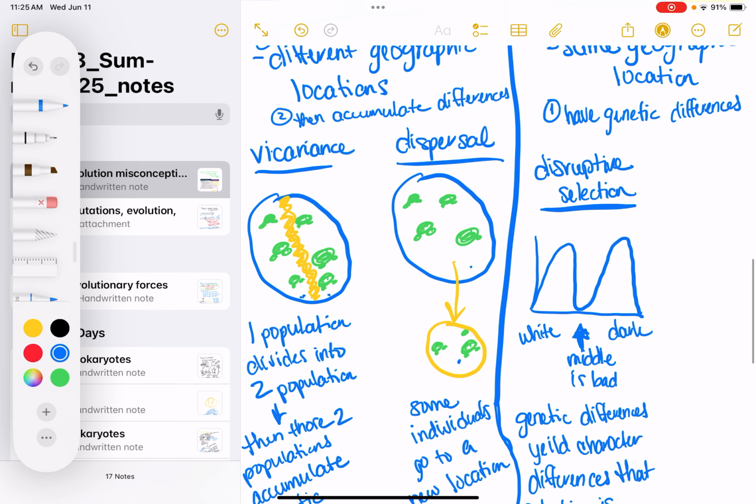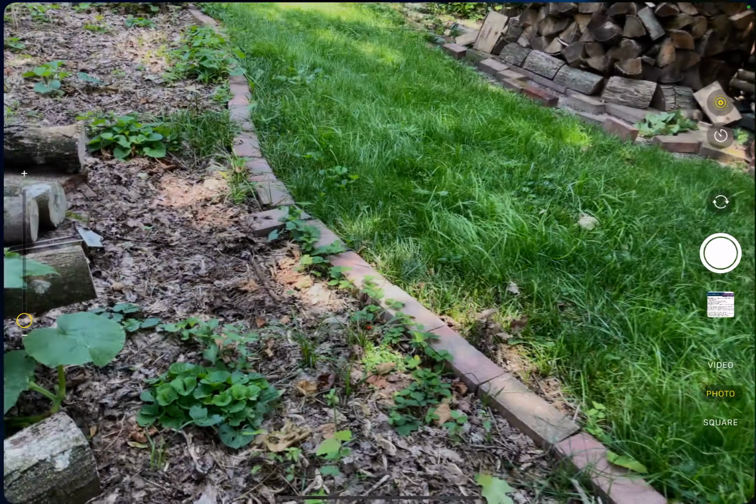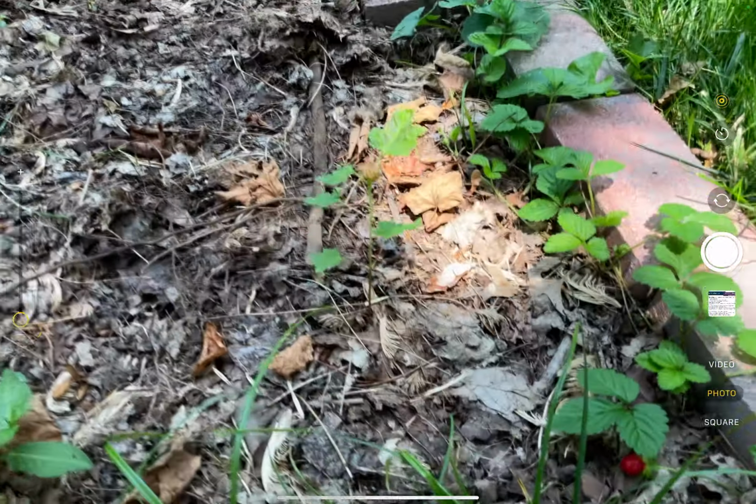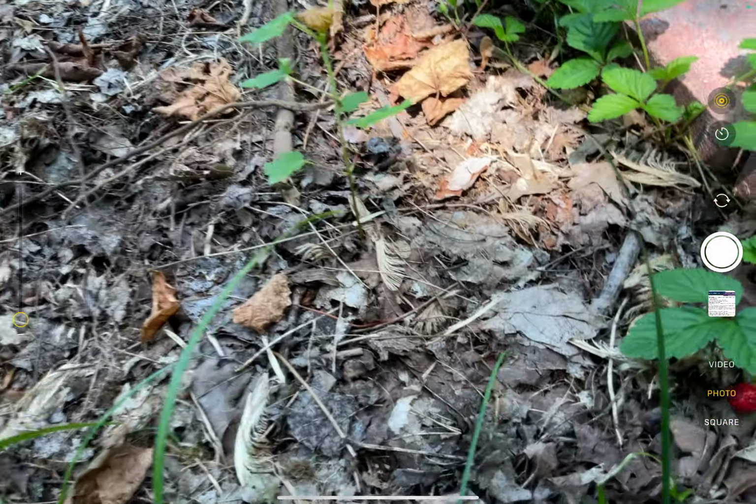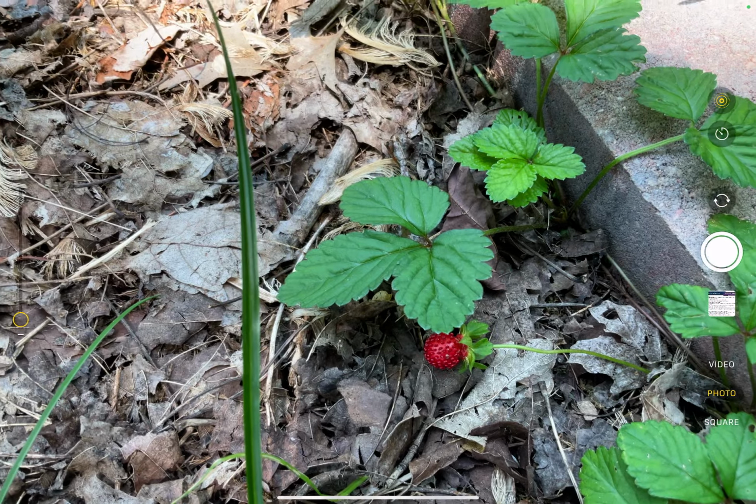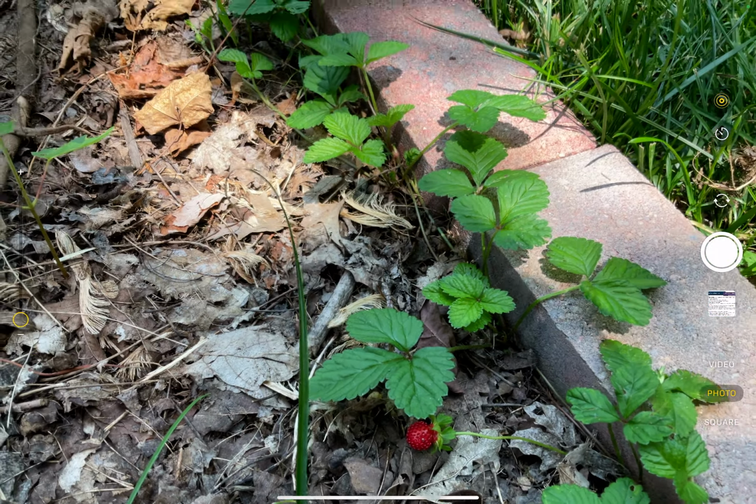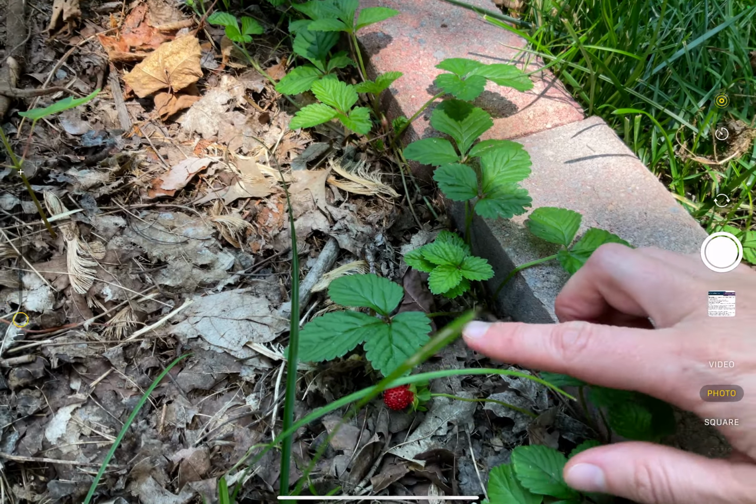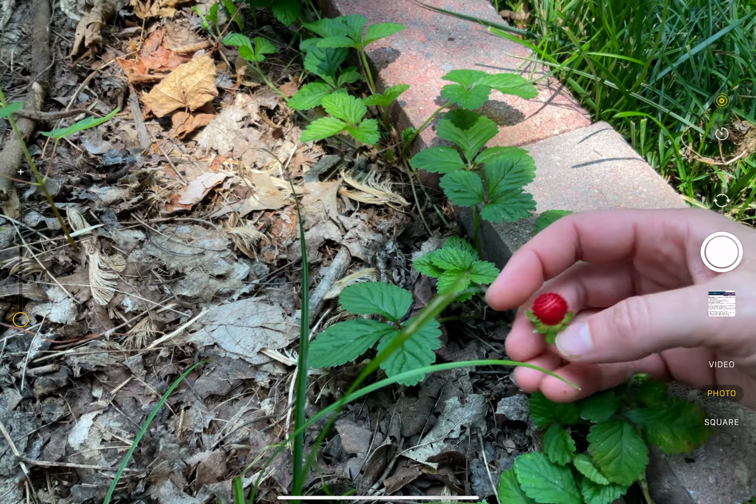Okay, so we've got disruptive selection as one type, and then the other type is ploidy changes. I just looked around to see if I could spot a strawberry, and I just did. So I'm going to show you an example of this, okay? Let's go back to the camera. Right here, you see that red little thing? This red little thing is a wild strawberry. I think this one is actually the European variety, not our native strawberry, but you can see the leaf shape and everything looks a lot like a strawberry, and so does this with the seeds on the outside.